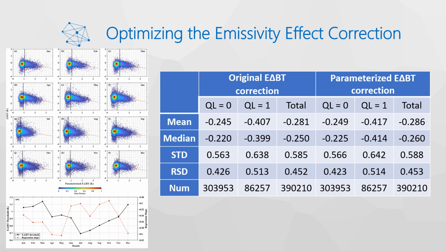The table shows the success of the emissivity effect correction after optimizing the E delta BT parameterizations and its threshold determination, since the statistics are comparable to those corrected by the original form, which depends on the RT-TOV simulations using a fixed threshold of 0.95.